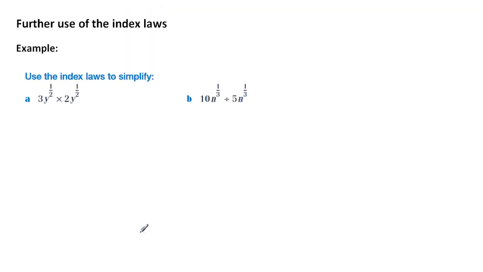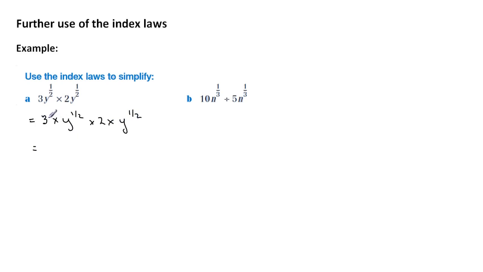In this lesson, we're going to have a look at some examples of the way the index laws can be used to simplify expressions. Now, in this particular case, the best way to start is by expanding out the numbers. So we've got 3 times y to the half times 2 times y to the half. You will find that you won't need to expand these once you've done these a few times, but just to start, it's a good way so you can see how things work.